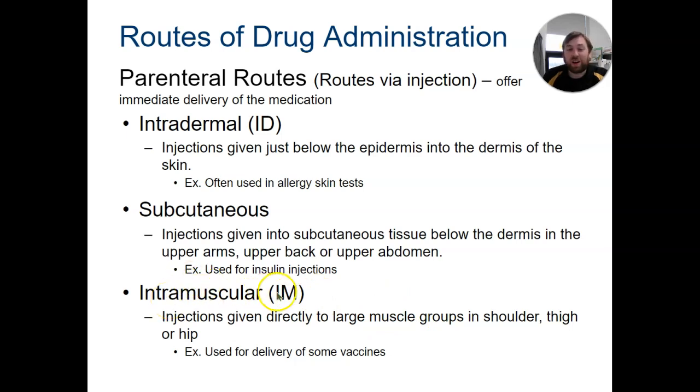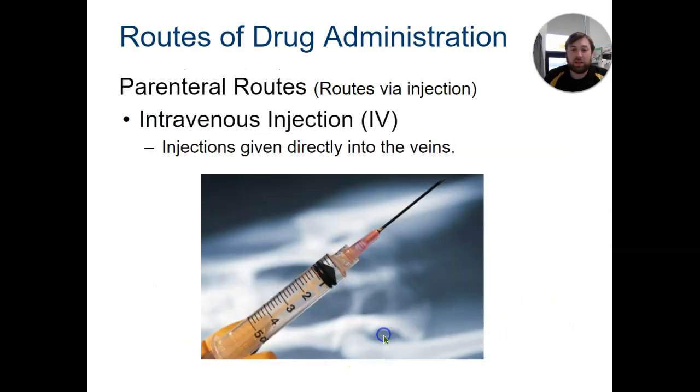The intramuscular, or IM, is what you would imagine with a bunch of vaccines and stuff that needs to be administered deep into the tissue because it's going past the skin, past the fat tissue, and into the muscles, such as in the shoulder, thigh, or hip, or even the butt.